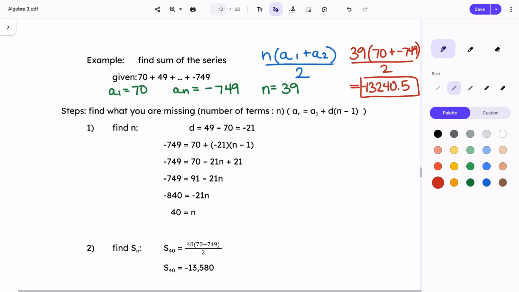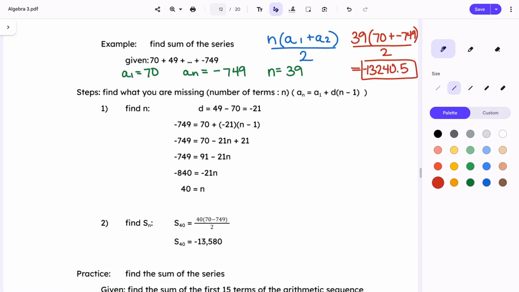Okay, well, they got a different answer. So maybe I counted wrong. Oh, I probably didn't count the first one. Let's see what they did here, because we just did ours by hand. This should have been a 40, but it looks like they did the same thing that we did. They found the difference, which was 21, because that's what they were decreasing by each time. 70 was our first term. The last term was negative 749. And then they worked to find the number of terms.